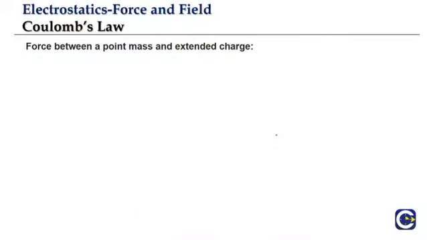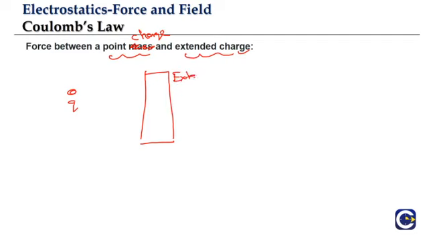Now we said that Coulomb's law is for point masses, but how do we find the force between one point mass and one extended charge? So here we can talk about not point mass but point charge. If we have force between one point charge and another extended charge, how do we find the force between them? So one charge is a point charge, the other is an extended charged object. This is the extended charge. So how do we find the force between them?